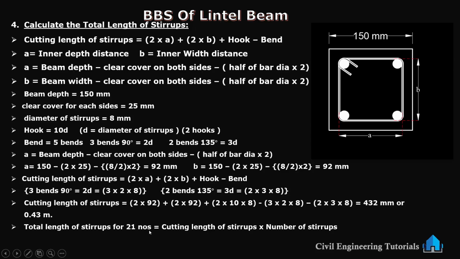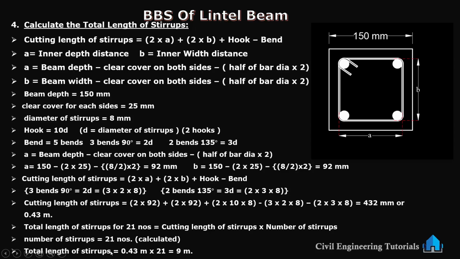Now total length of stirrups for 21 numbers. Cutting length of stirrups into number of stirrups. So cutting length of stirrups for 21 numbers means total length of stirrups. Cutting length of stirrup we have calculated 0.43 meter, and number of stirrup 21 numbers we have calculated. So 0.43 meter into 21 numbers, we are getting 9 meter. Total length of stirrup for 21 numbers we are getting 9 meter.